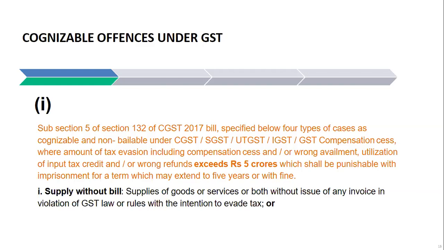So this is when the amount of tax evasion or the input tax credit or wrong refunds or any amount relating under GST exceeds rupees 5 crores, and it is punishable with imprisonment for a term which may extend to 5 years or with fine. So the first offense is supply without bill, that is supplies of goods or services or both without issue of any invoice in violation of GST law or rules with the intention to evade tax. That is, the supplier was supposed to issue the invoice, but he didn't issue the invoice and he supplied goods or services and the amount of goods or services exceeded rupees 5 crores.